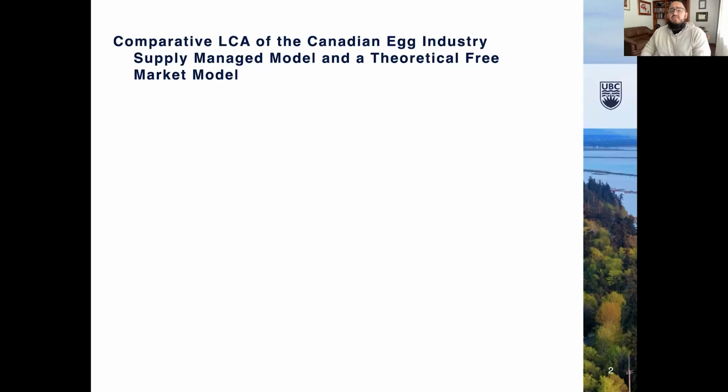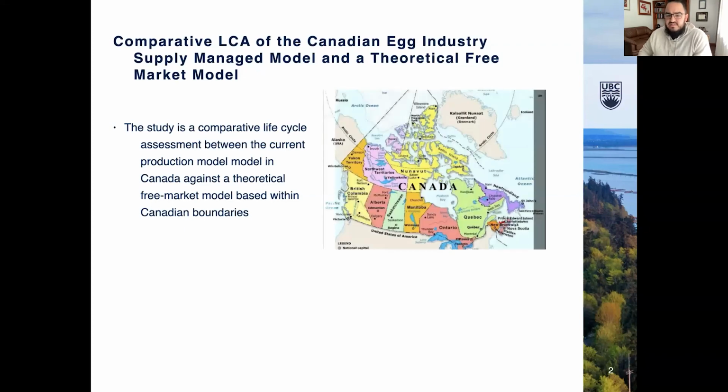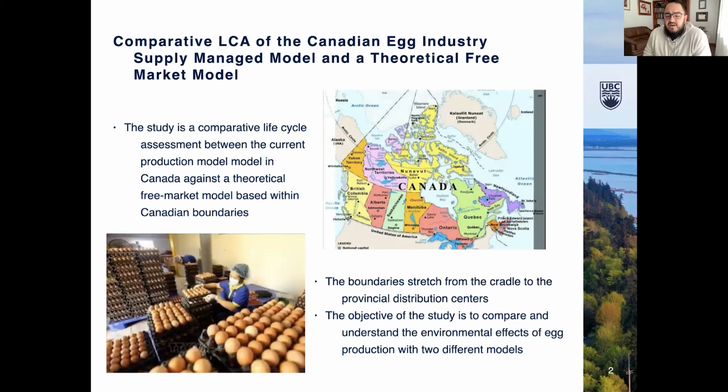The comparative LCA of the Canadian egg industry supply managed model and a theoretical free market model. The study is a comparative life cycle assessment between the current model of production against the theoretical free market model based within the Canadian boundaries. The boundaries stretch from the cradle to the provincial distribution center. And the objective of the study is to compare and understand the environmental effects of egg production with the two different models.